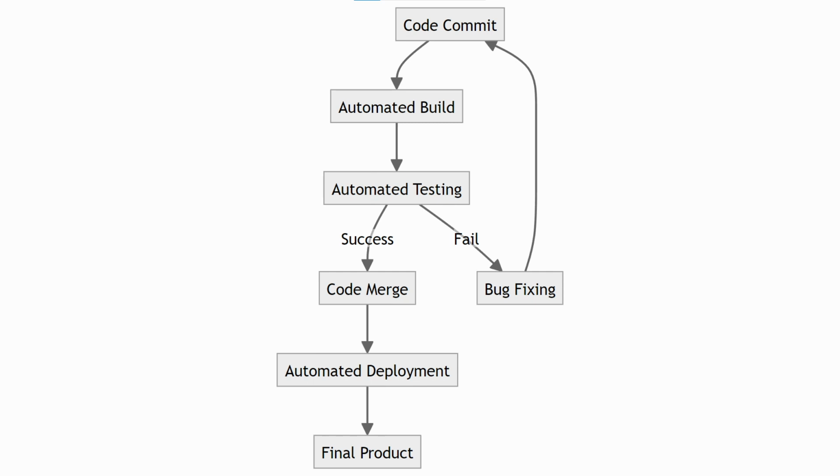Part 4. Automated deployment and final product. Finally, the automated deployment stage launches the product, culminating in the final product, a key milestone in any software project.